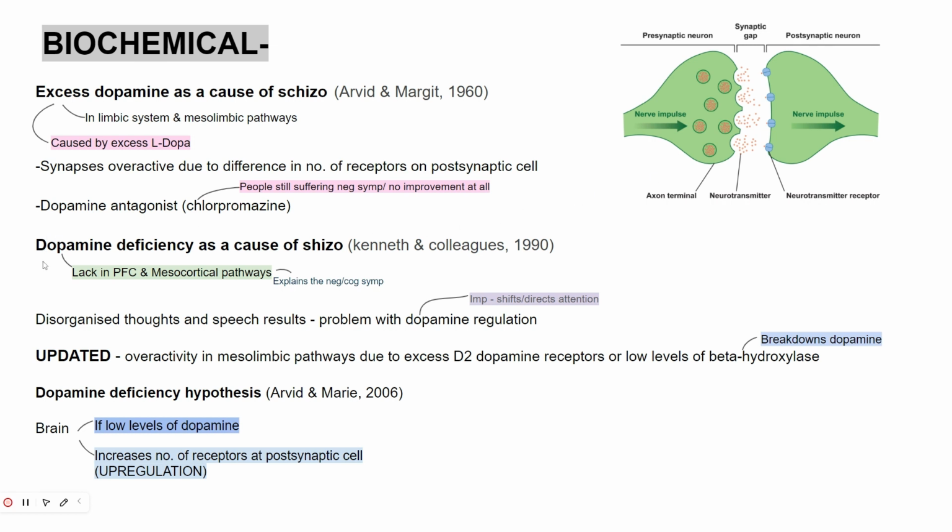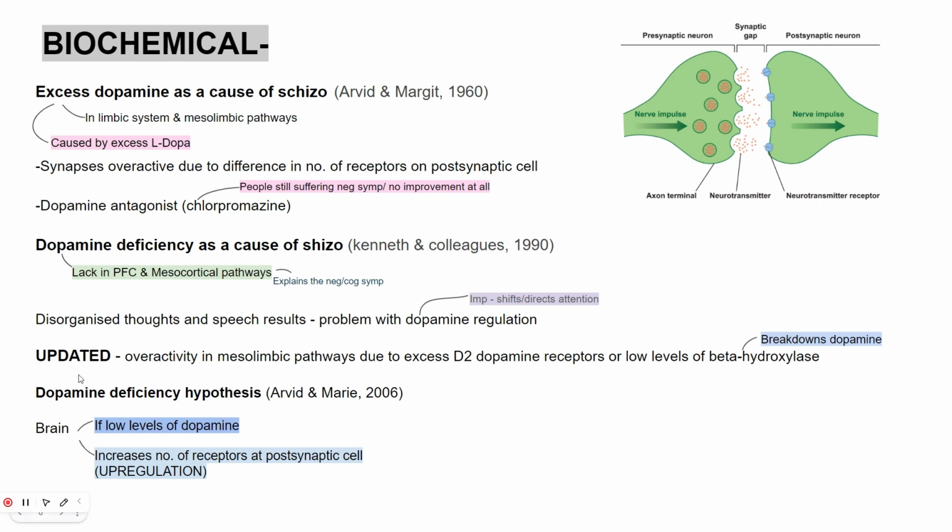But later it was said that dopamine deficiency was a cause of schizophrenia. Dopamine is lacking in the prefrontal cortex and in mesocortical pathways. This explains why there are negative and cognitive symptoms in schizophrenic patients. Disorganized thoughts and speech result from problems with dopamine regulation. Dopamine is important when it comes to shifting and directing attention.